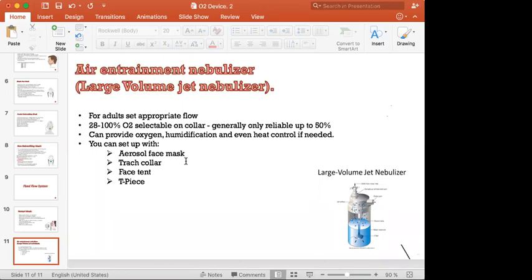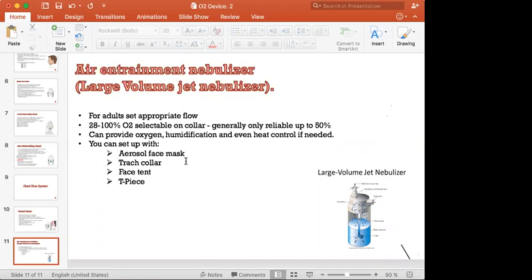The small volume nebulizer, we give it with a treatment, for example Ventolin or Albuterol. We don't give it because of the FiO2 or the flow. We can give the treatment with medical air. If the patient is not desaturating, that's fine. We can give it with oxygen, of course.